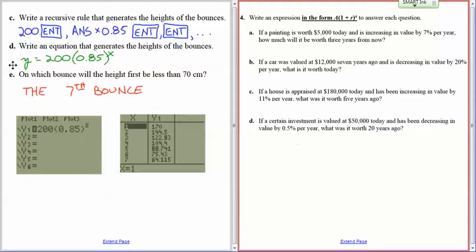Write an expression in this form to answer each question. So I'm not actually simplifying the expression. I'm just going to leave it there. Otherwise, I could do these with a recursive formula, and I actually wanted to see your expression.